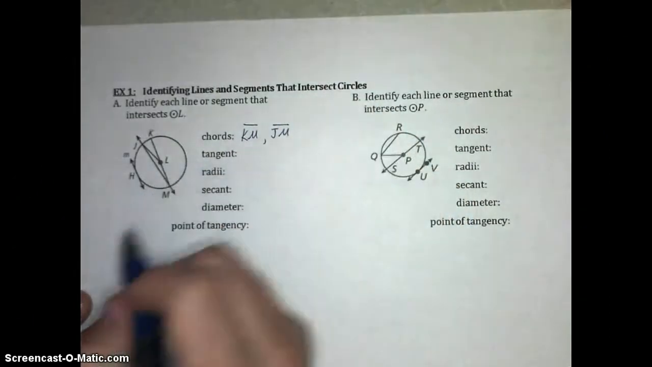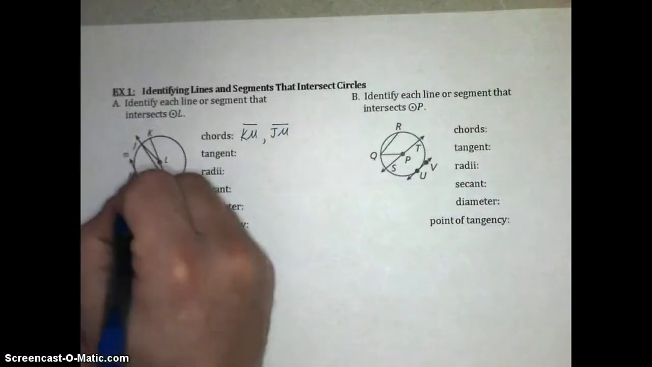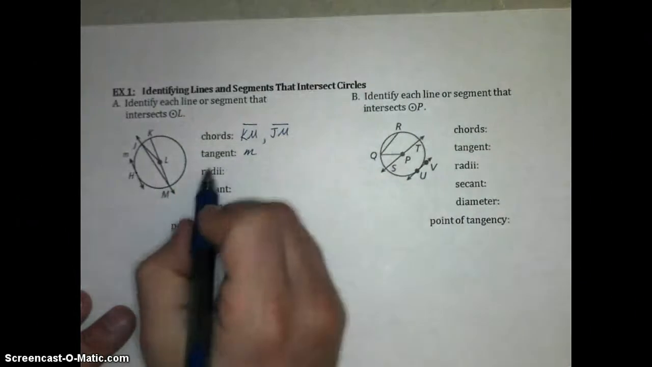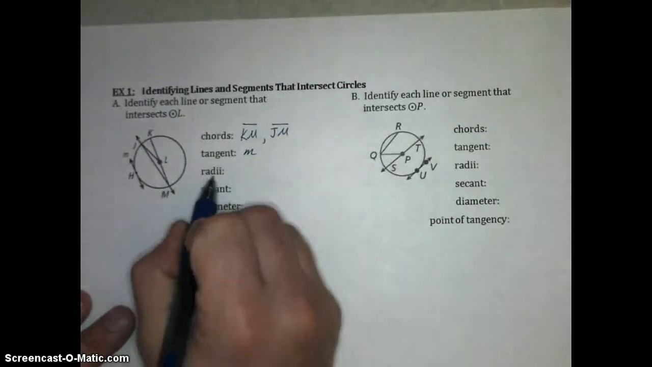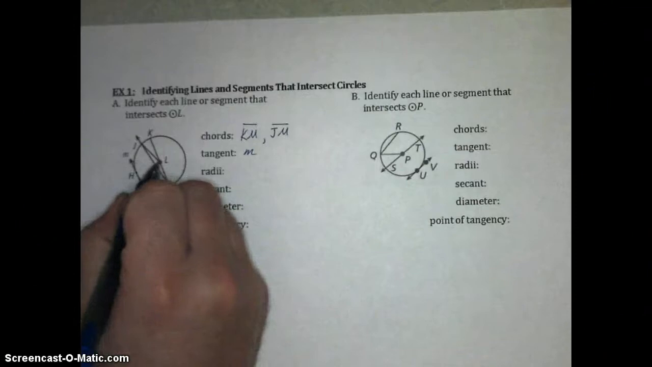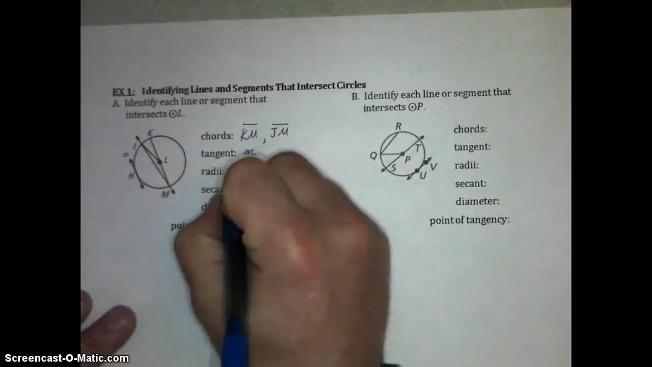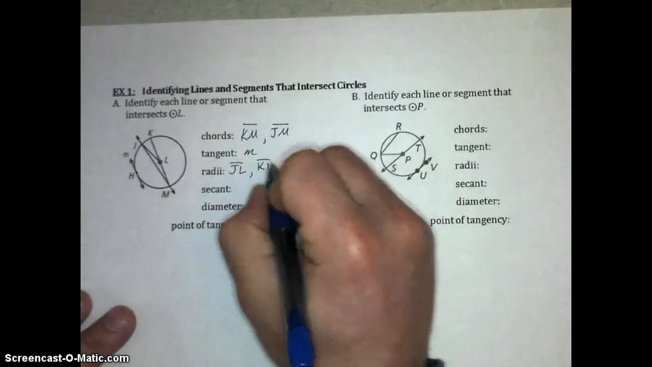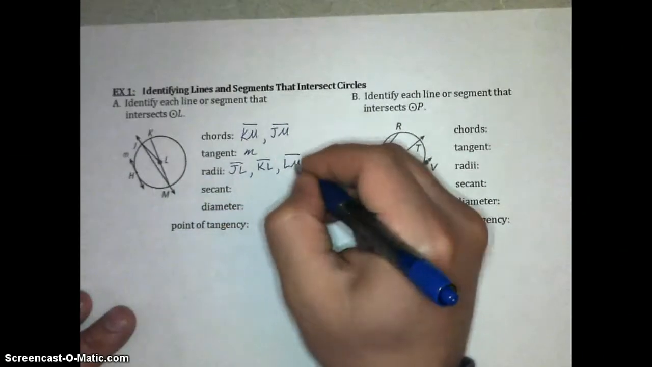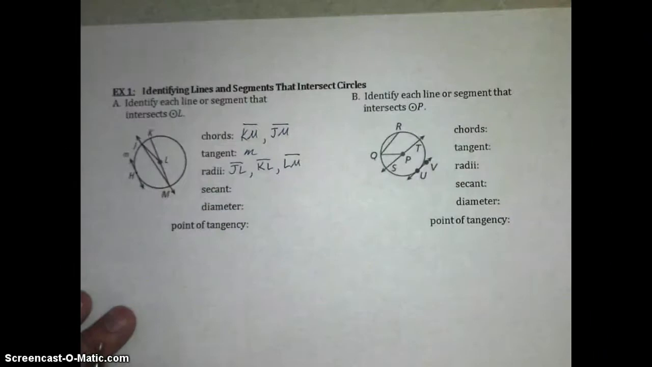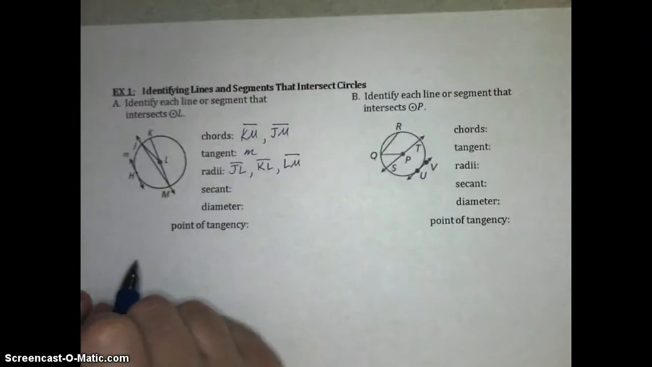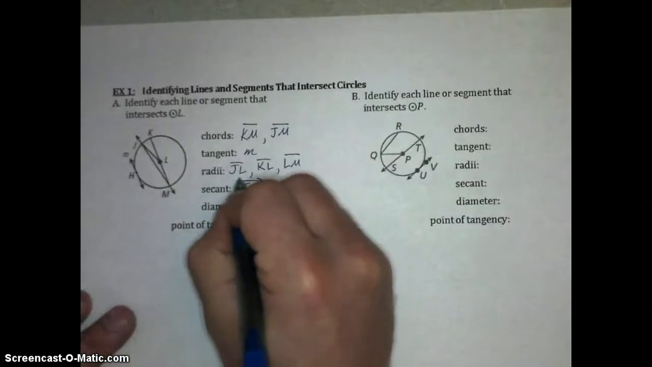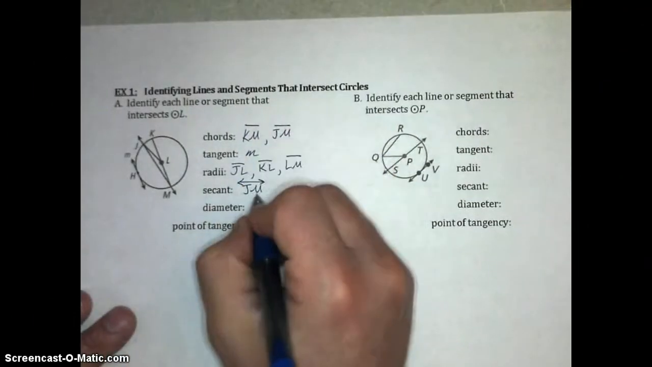A tangent is a line that only intersects the circle once, and that would be line M. That's our tangent. Radii are any radius of our circle, starting at the center and having the other endpoint on the circle. Well, JL is a radius, KL is a radius, LM is a radius, and those are the only ones we have. A secant is a line that intersects a circle at 2 places, so that would be line JM. That is different than segment JM. This is a segment, this is a line.